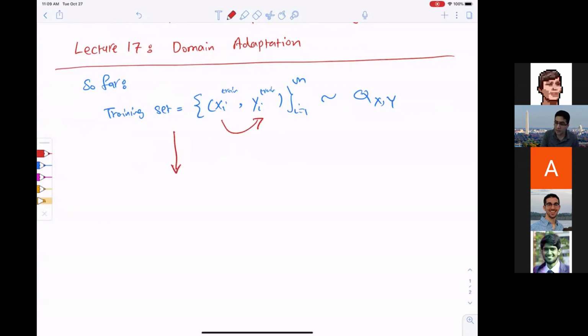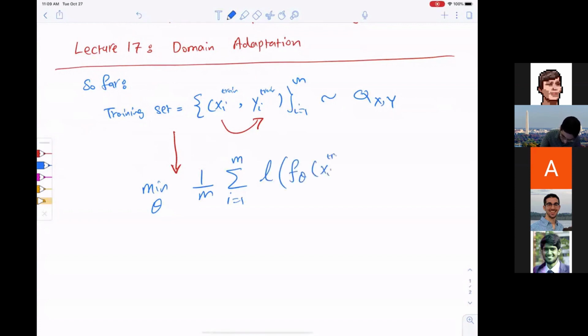So how do we learn that? We define a loss function, and then we minimize the average error on the training set. So I pick my model parameters theta by minimizing the average error that I have over my training data, f theta of xi train and yi train. So this gives me theta star.